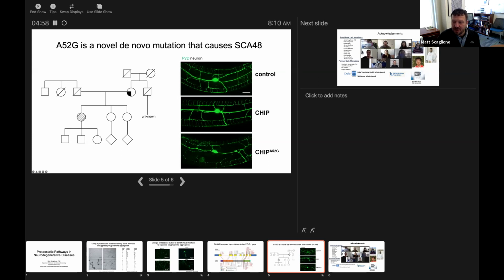From this, we've been able to now identify the cellular pathways which are dysregulated in SCA48, and we're coming through now to see if we can develop ways to potentially treat this new form of SCA, which has been suggested to potentially be one of the more common forms.